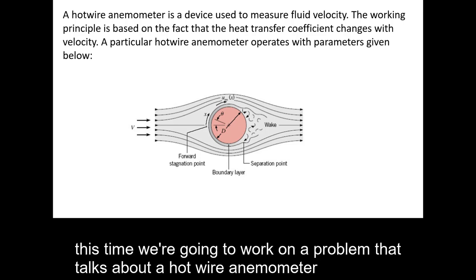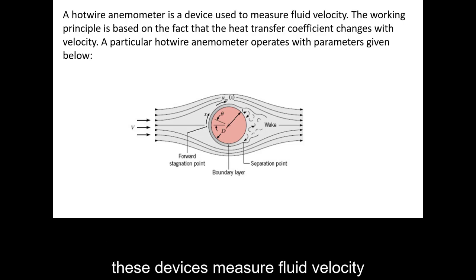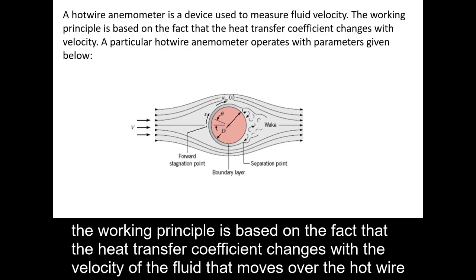This time we're going to work on a problem that talks about a Hotwire Anemometer. These devices measure fluid velocity. The working principle is based on the fact that the heat transfer coefficient changes with the velocity of the fluid that moves over the hot wire.